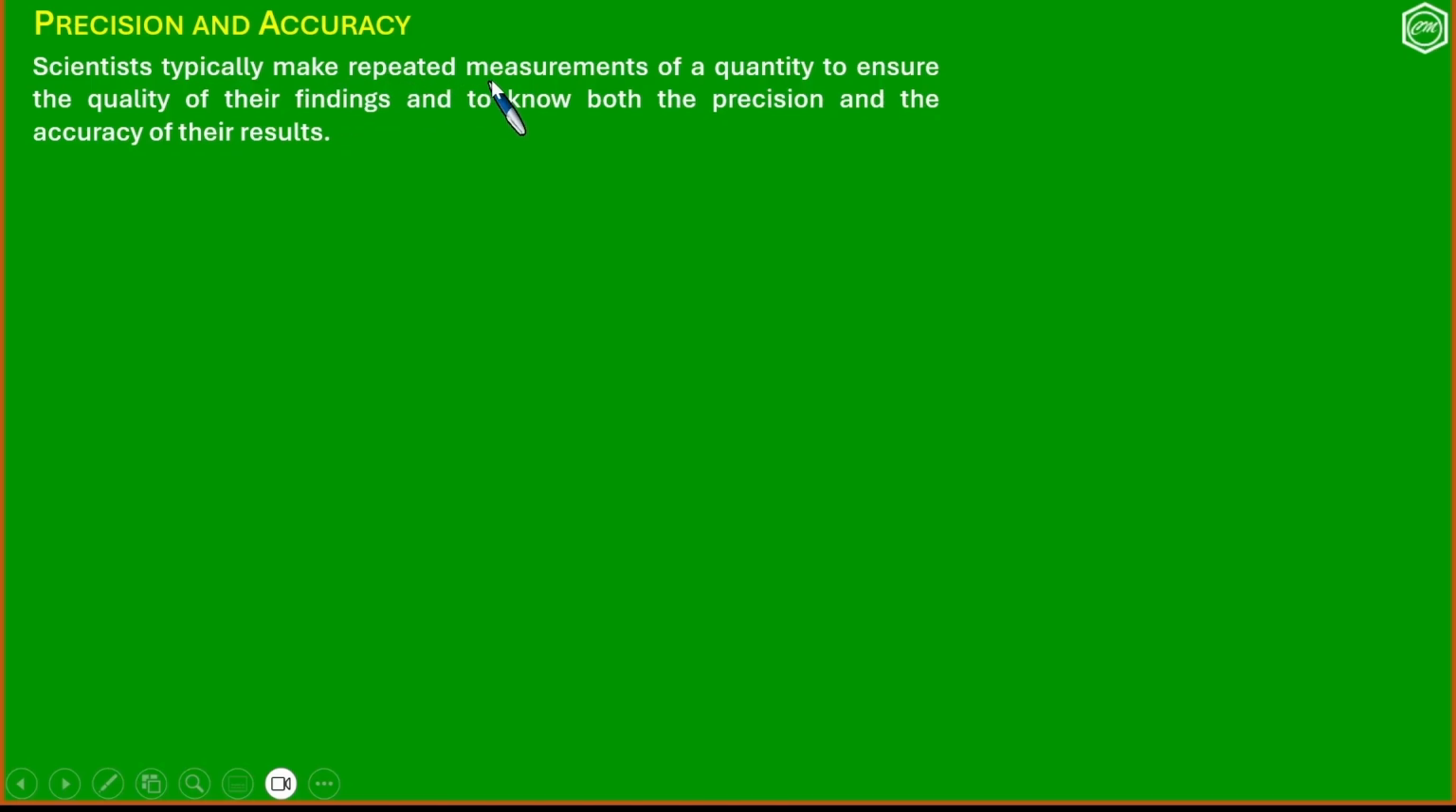Precision and accuracy. Scientists typically make repeated measurements of a quantity to ensure the quality of their findings and to know both the precision and the accuracy of their results. Measurements are said to be precise if they yield very similar results when repeated in the same manner. A measurement is considered to be accurate if it yields a result that is very close to the true or accepted value. Precise values agree with each other. Accurate values agree with the true value.